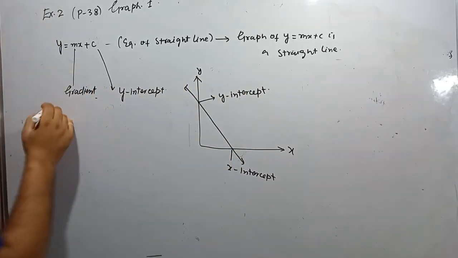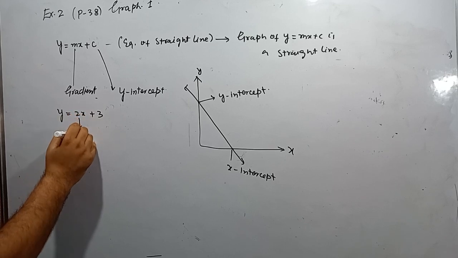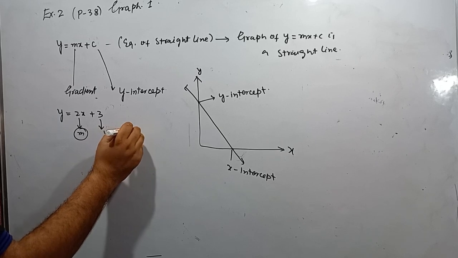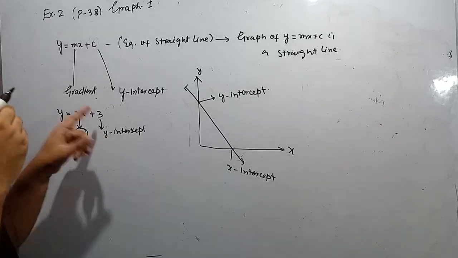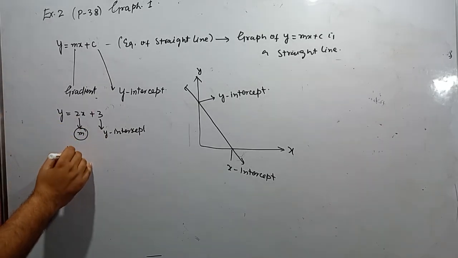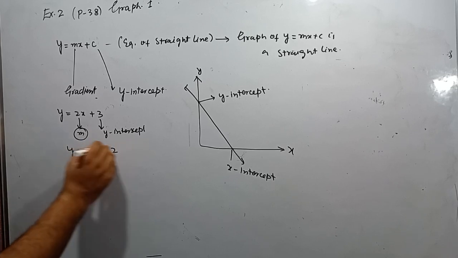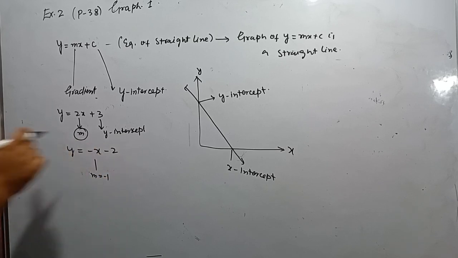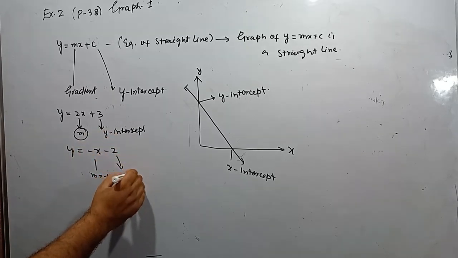Now I will give you an example. If I have y equals 2x plus 3, you can see this 2 is the gradient and this 3 is the y-intercept. That means when we draw the graph for the equation, the graph will intersect the y-axis at point 3. If I have the equation y is equal to minus x minus 2, now you can see here the gradient is minus 1 because the coefficient of x is minus 1, and the y-intercept, that's the value of c, is minus 2.